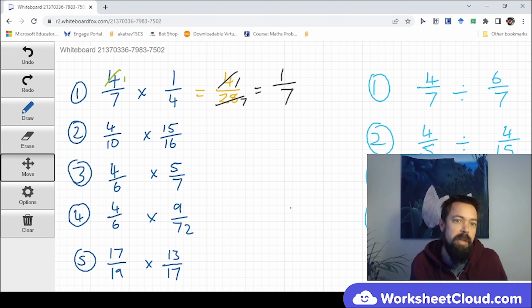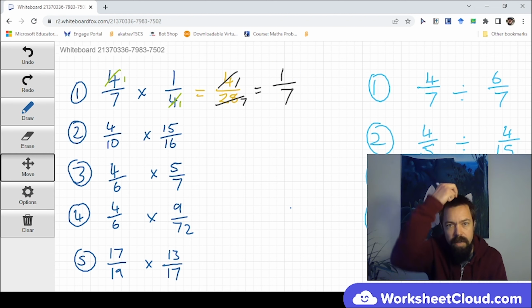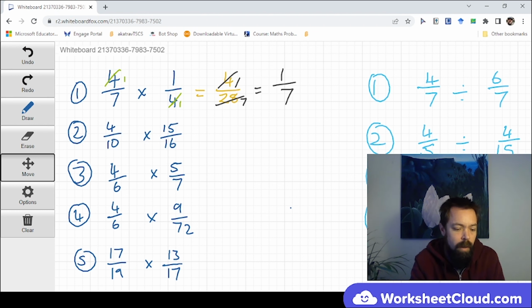And from now on, I'm actually going to read that as 1 over 7. And 4 goes into 4 once. All right, so now I go 1 times 1 is 1, and 7 times 1 is 7. And I've actually gone straight to the simplified answer rather than having that mess in the middle.